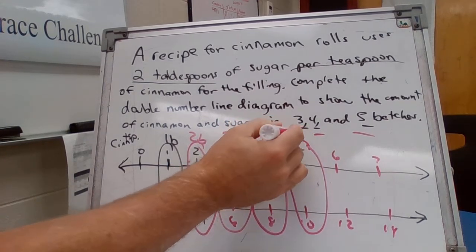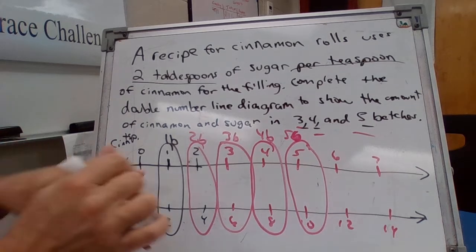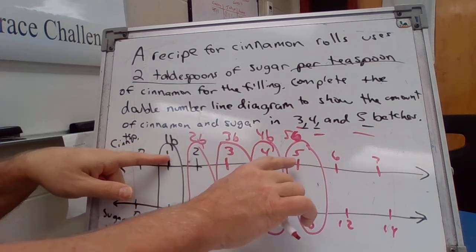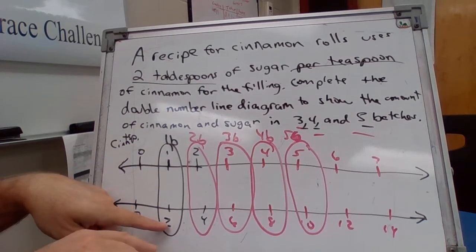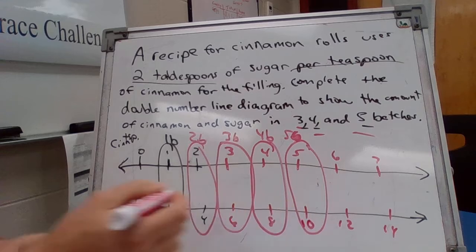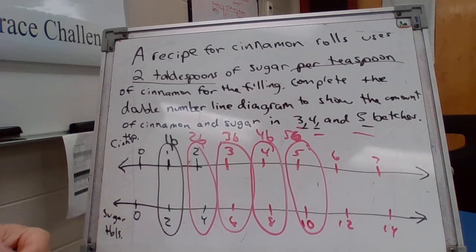5 batches. Okay? How do you get from 1 to 5? You multiply by 5. 1 times 5 is 5. 2 times 5 is 10. Okay? So there are multiple ways to figure this out, okay? So this is problem number 1 on lesson 6.